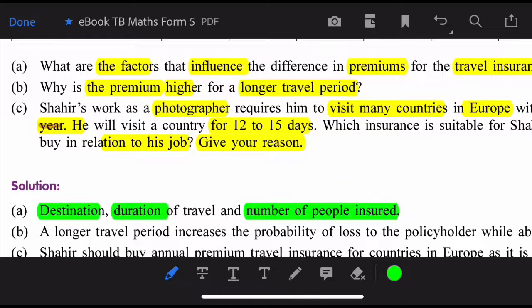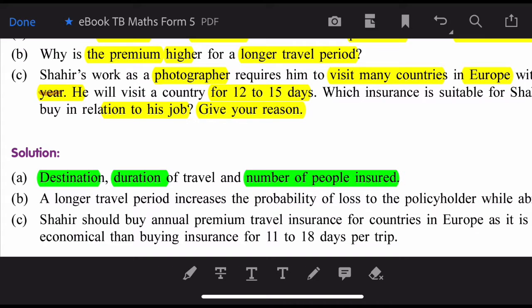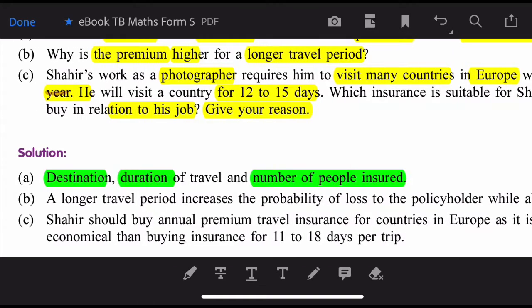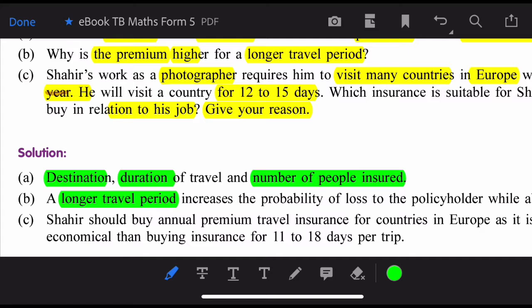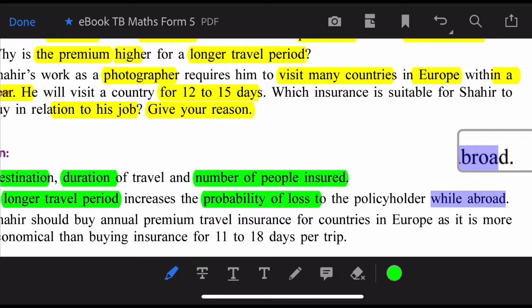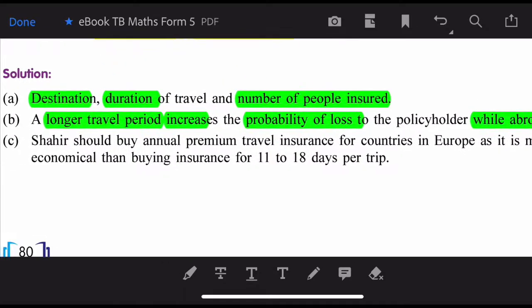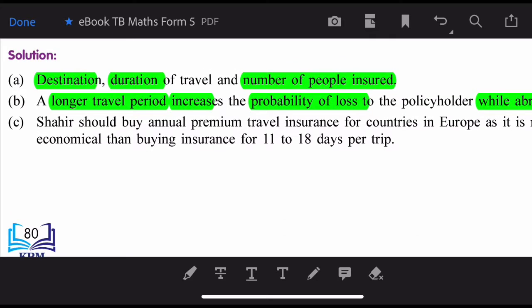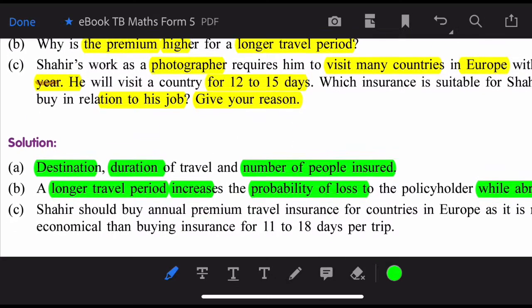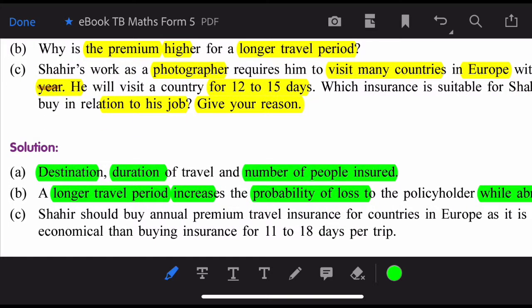Now why is the premium higher for a longer travel period? Of course, with a long travel period, meaning the number of days increases, the probability of loss to the policyholder while abroad is higher. So when the number of days increases, the probability of loss will increase. That is why the premium is more expensive for a longer travel period.